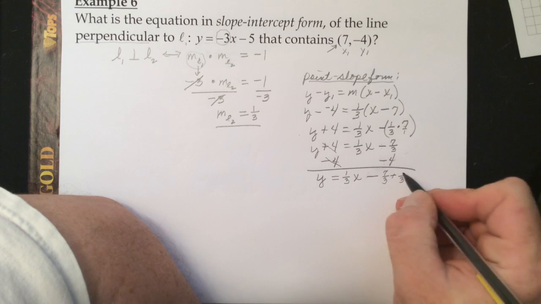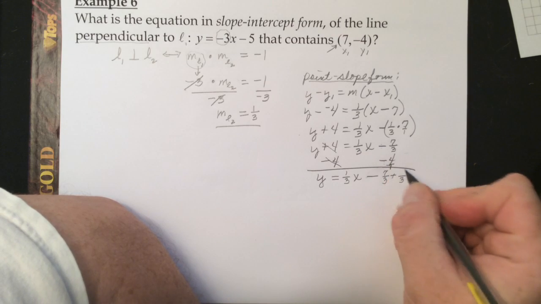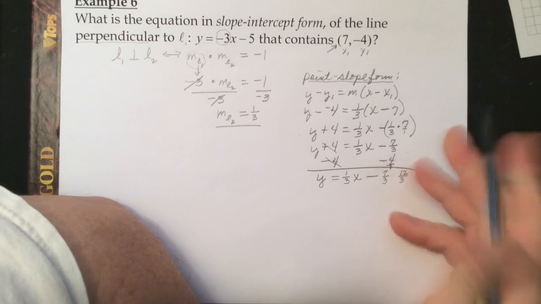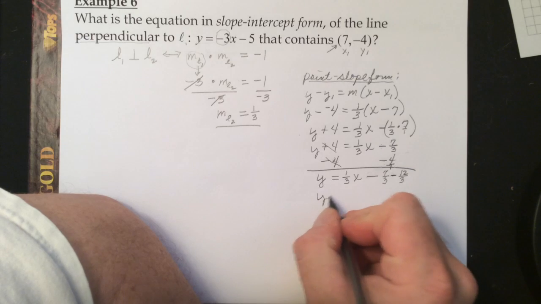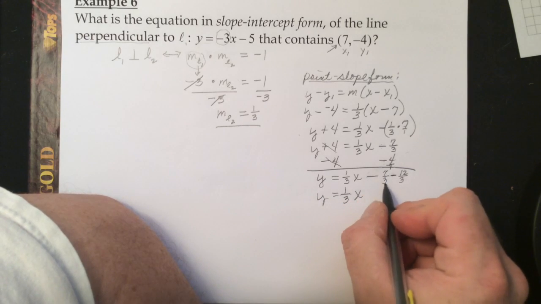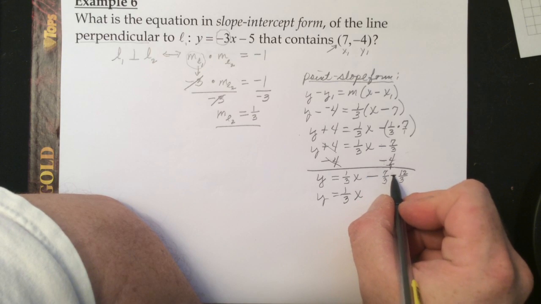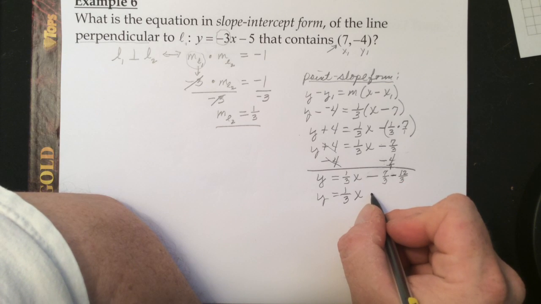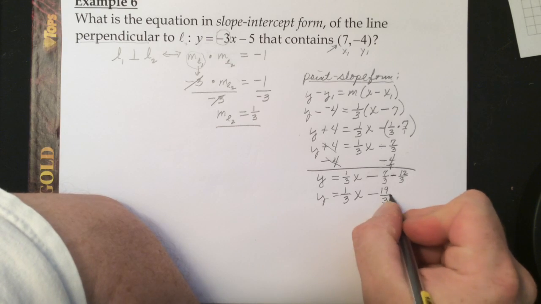This would be 7/3 plus something in thirds. Well, it's 4/1. 1 times 3 is 3, so 4 times 3 is 12. And actually this is supposed to be minus. So we have y equals 1/3 x minus 7/3 minus 12/3, which means we have to take -7 plus -12, and that would be -19, or minus 19/3.